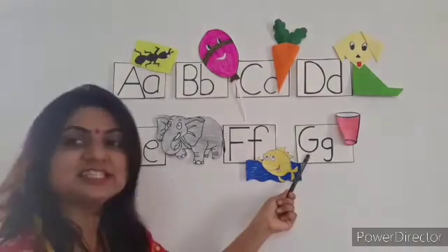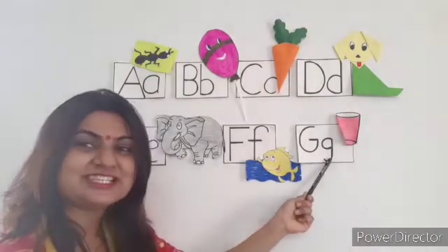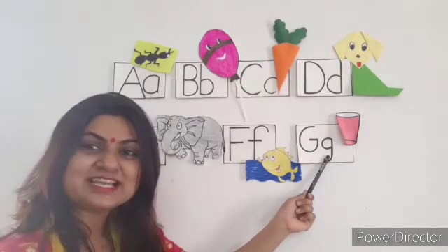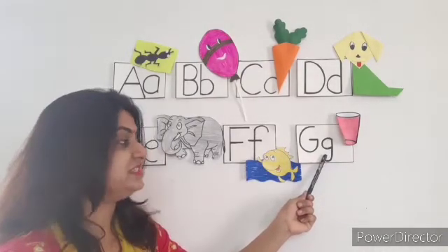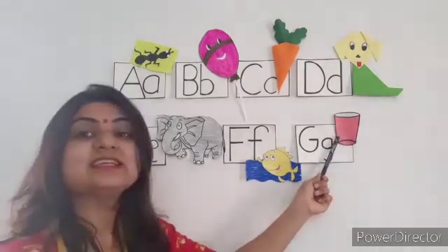Letter G. Capital G, small g. Mama G, baby G. Sound of letter G is G. G as in glass.